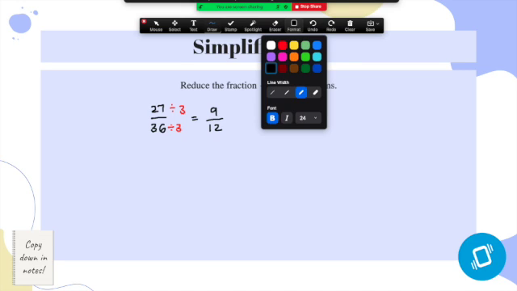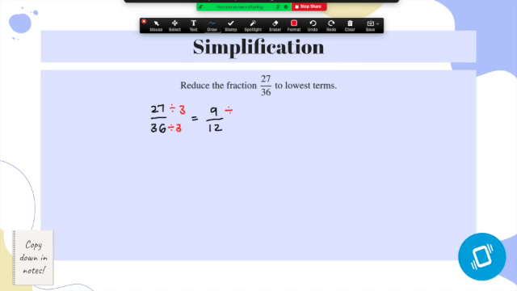I do know that 3 can also divide both 9 and 12 again, so I'm going to divide them both by 3. When I do that, I get 3 over 4. And so my answer would just be 3 over 4. Okay.